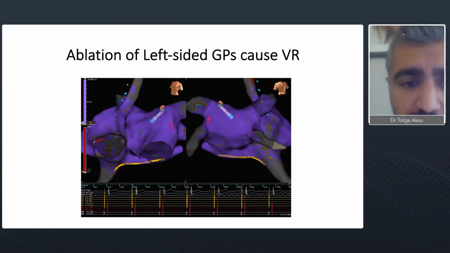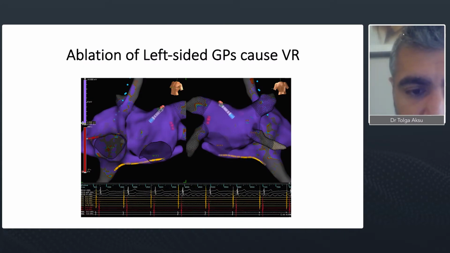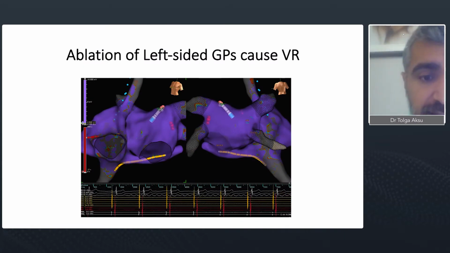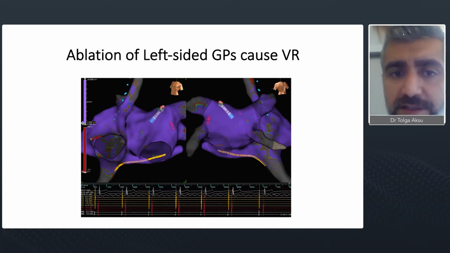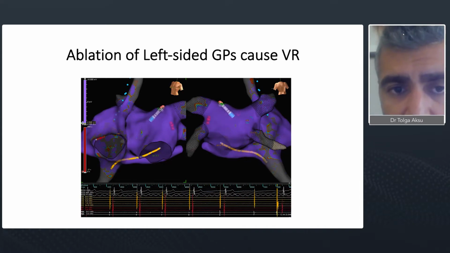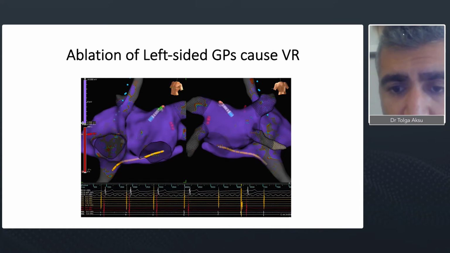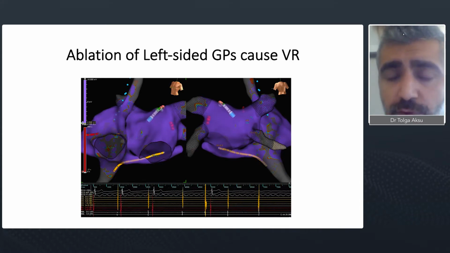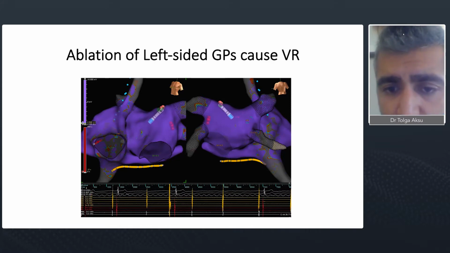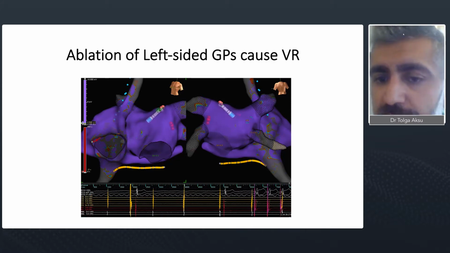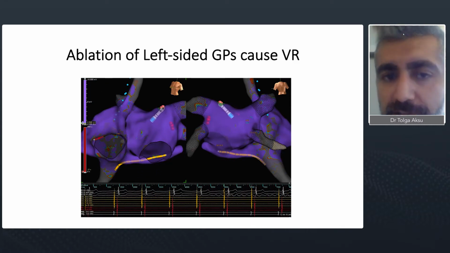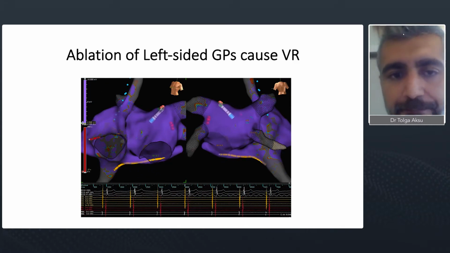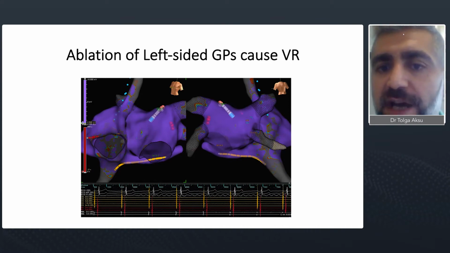As an important point, for example, in this video, you can see the real-time intracardiac electrograms below, and you can see the fragmented electrograms. We are starting to perform ablation. During ablation on left-sided GPs, you will usually see such an AV block or significant sinus bradycardia episodes due to vagal response. This is a typical response for left-sided GPs.